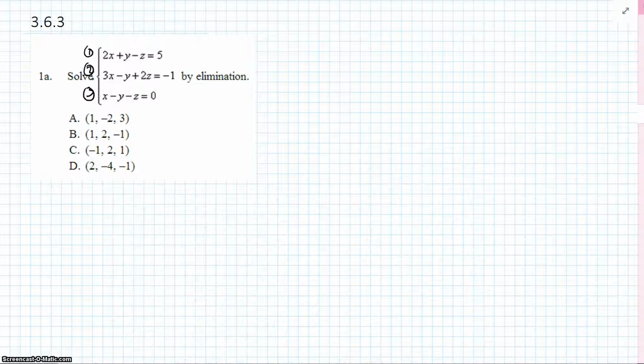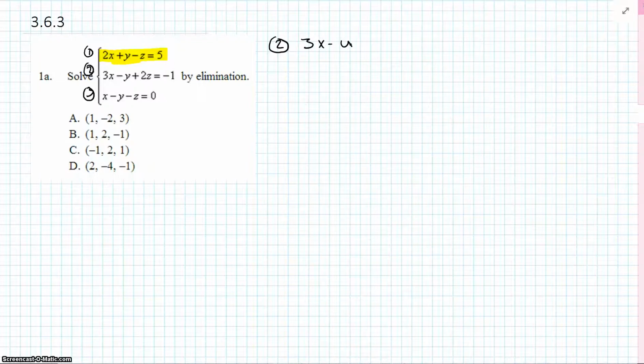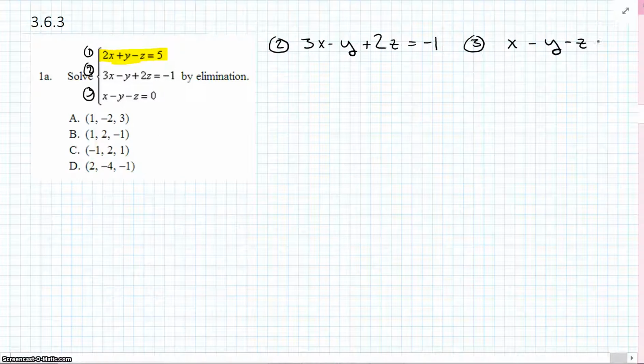All right, we're going to use equation 1 twice because that is the one that has the opposite of negative y. So here's how we'll write it up. We're going to write equation 2, which is 3x minus y plus 2z equals negative 1. We'll write equation 3 over here: x minus y minus z equals 0. Now I'm going to write equation 1 underneath both. We're going to try to do our best to eliminate the y.